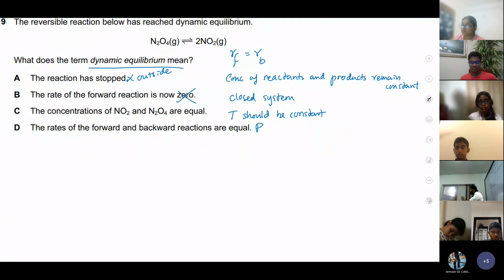No, concentration doesn't have to be equal. In my fish tank, one side was 60 and the other 40, not equal; it's the rate that is equal. So the rates of the backward and forward reactions are equal. That's the answer. The concentration option is the distractor. Rate is equal. Concentration doesn't have to be equal.